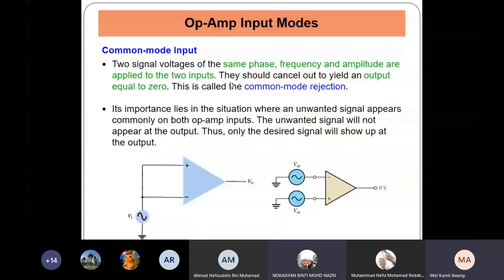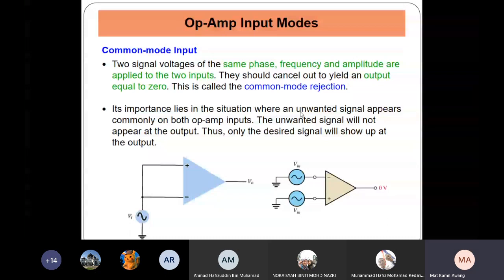But in the practical case, it will not be 0, because there must be some differences in the signal. So VD is sometimes not really 0. It has some value. So that's why you have a measure called common mode rejection, which we go through with the formula after this.